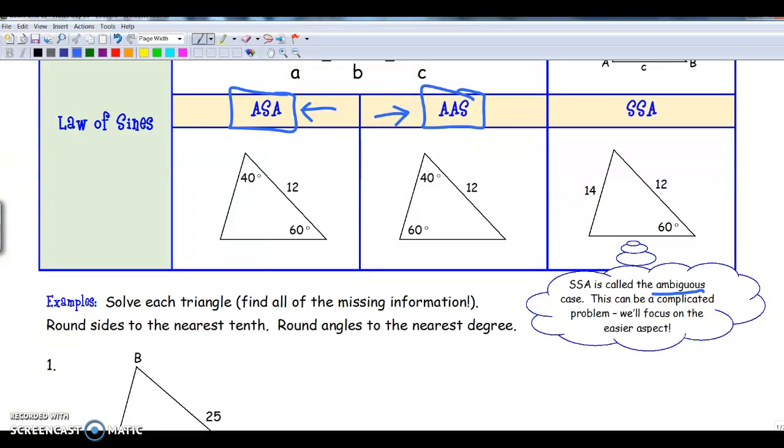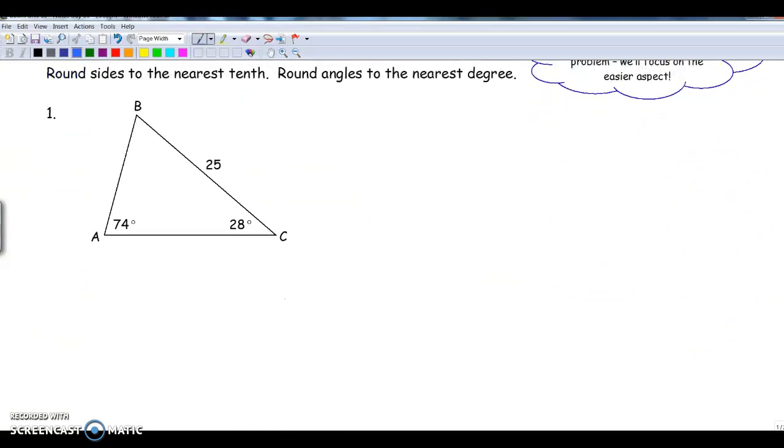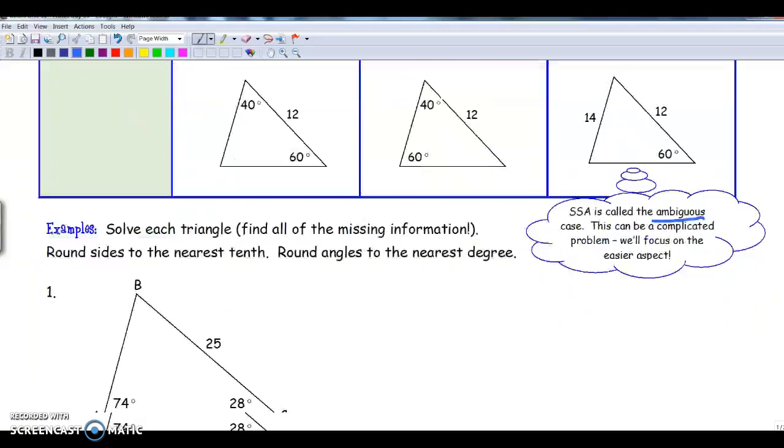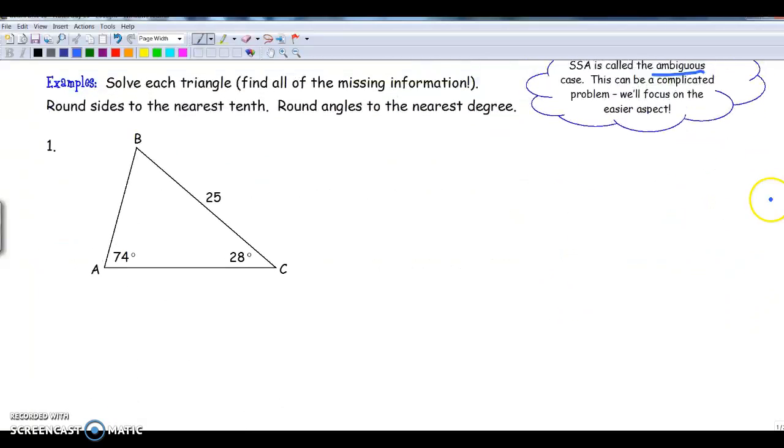You're going to be given one of those situations, either angle side angle or angle angle side, and you're going to be asked to solve each triangle, which means you're going to find all of the missing pieces, all the missing angles and all the missing sides. And again, we're going to follow our rounding that we've been doing. Round sides to the nearest tenth, round angles to the nearest degree.